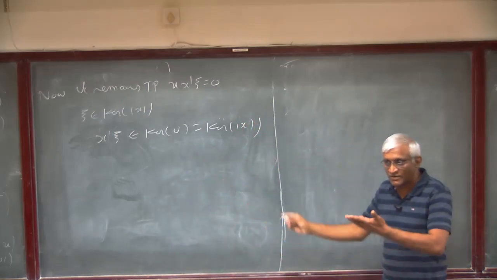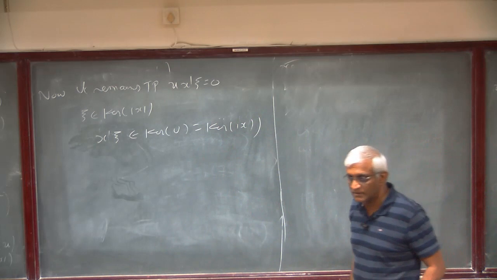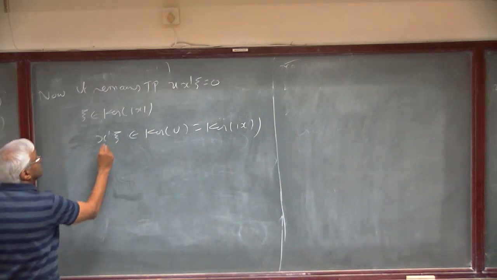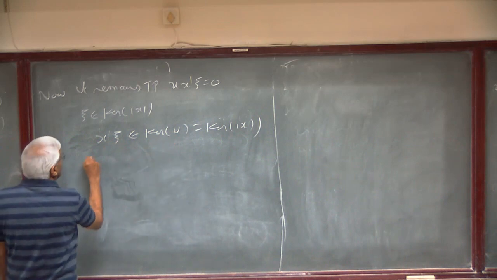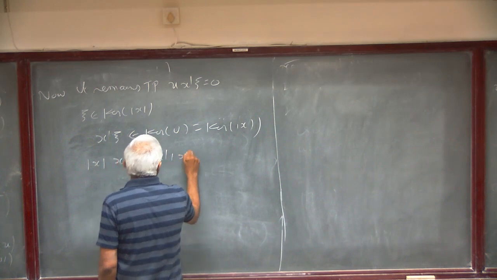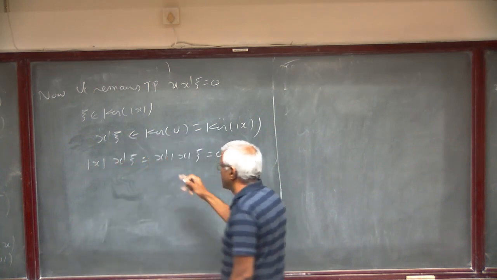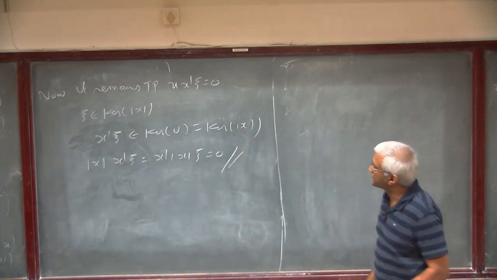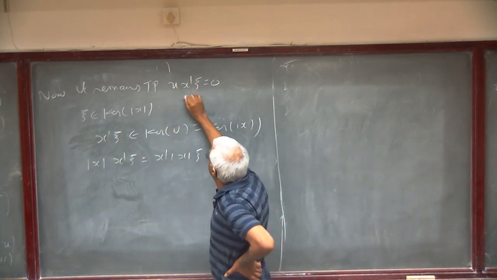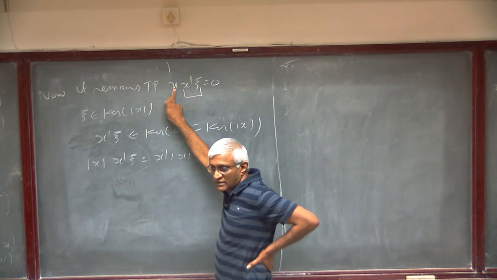Yes, that follows from the commutativity. So x prime xi is also in the kernel of this. So mod x times x prime xi equals x prime mod x xi equals 0. That's what we need. We have to prove that u x prime xi equals 0. So x prime xi is in the kernel of u. That's what we have to prove.